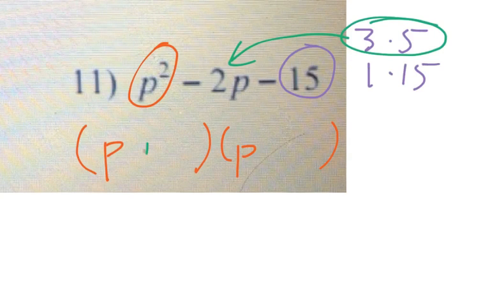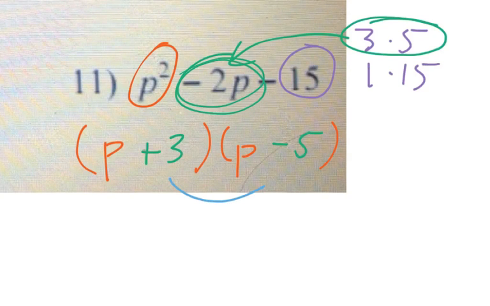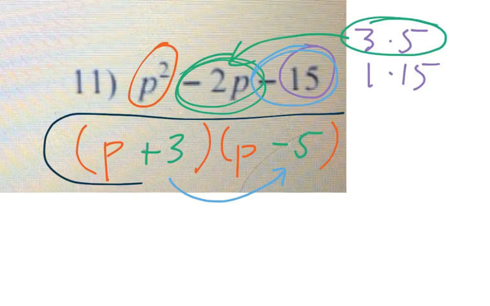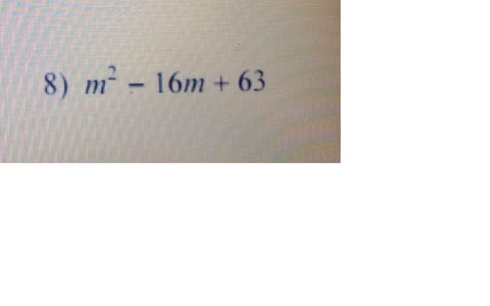You see, if I do a plus 3 minus 5, 3 minus 5 is negative 2, isn't it? And of course, just to check again, isn't 3 times negative 5 negative 15? So all the signs, all parts of the expression are satisfied again. So p plus 3 times p minus 5 is my factored form. Okay, next one.